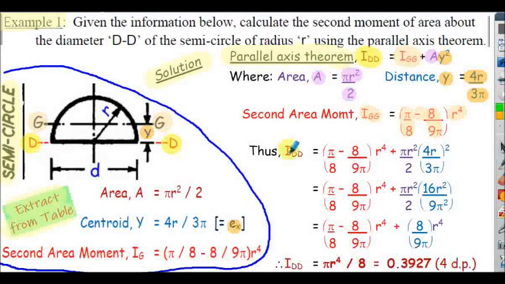So now evaluating I_DD, it is equal to the I_G added to the cross-sectional area multiplied by y squared. On the next line, I've simply squared the bracket term here, and on the next line I've simplified the values. On the last line, you can see that this negative term cancels with this term here, to leave us with the second moment of area about the base of the semicircle, I_DD, as pi r to the 4 divided by 8. And that can again be written in decimal format as 0.3927 to 4 decimal places.